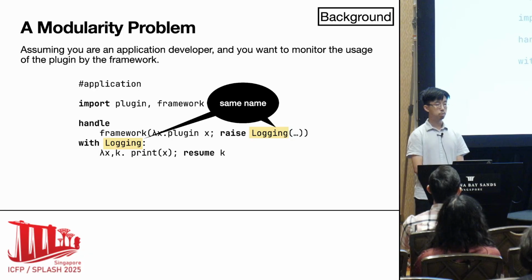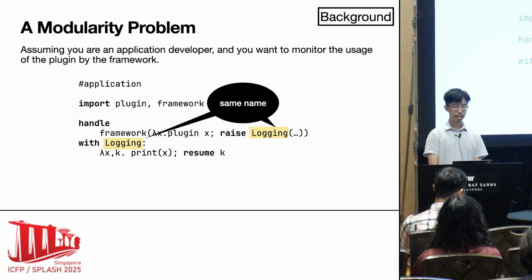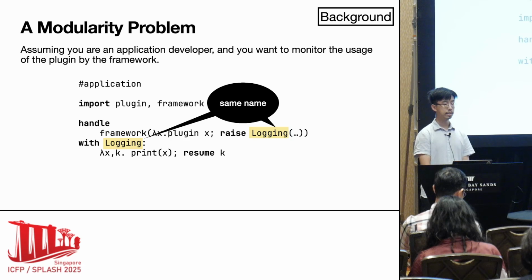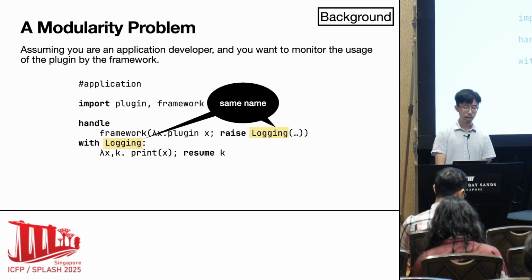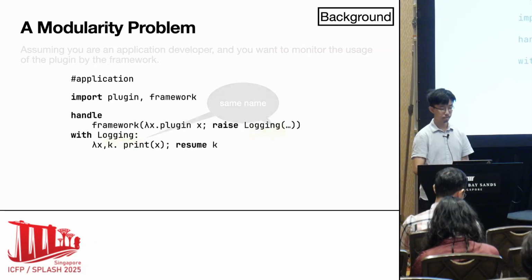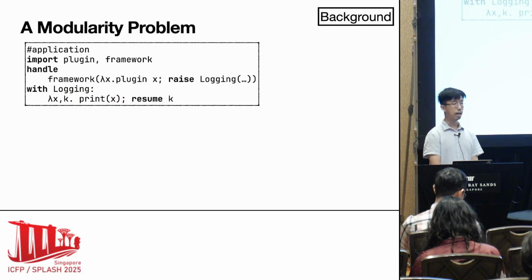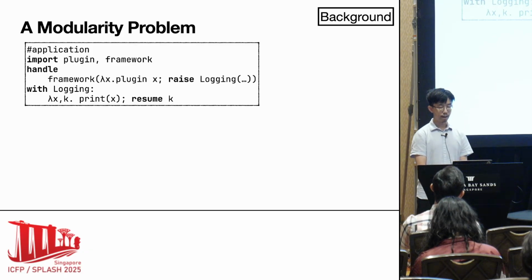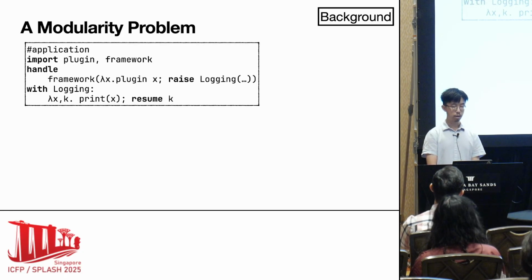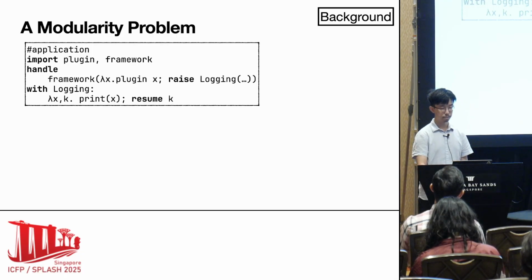Programmers expect this to work because both the raise side and the handle-with expression use the same name, login. They would expect them to refer to the same thing. However, many works on effect handlers use a semantics based on dynamic scoping. When an effect is raised, it is handled by the closest enclosing handler on the stack.